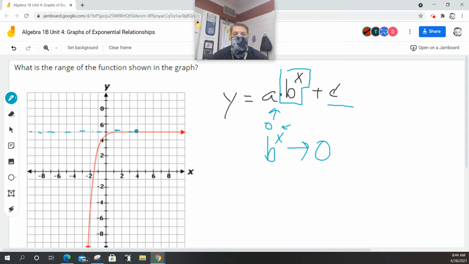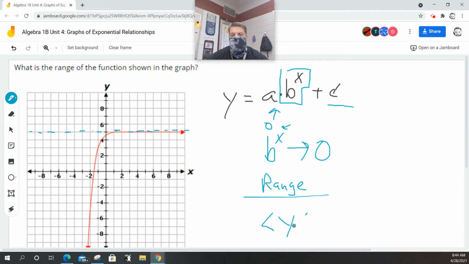So what that looks like graphically is you'll see a flat line, a horizontal line somewhere on an exponential function. It could be over here, it could be down here, but at some point in time, you'll see a flat line, okay? So remember that the range are all the possible y's. So we've got to figure out what can y be.